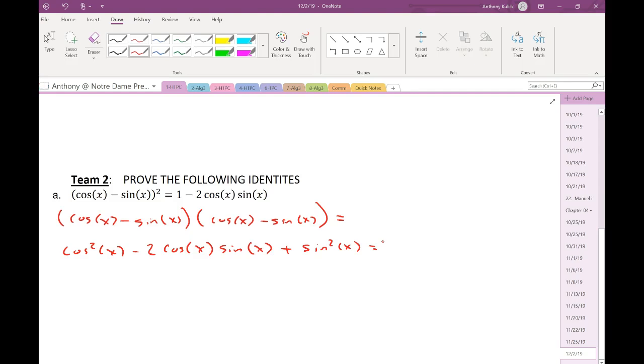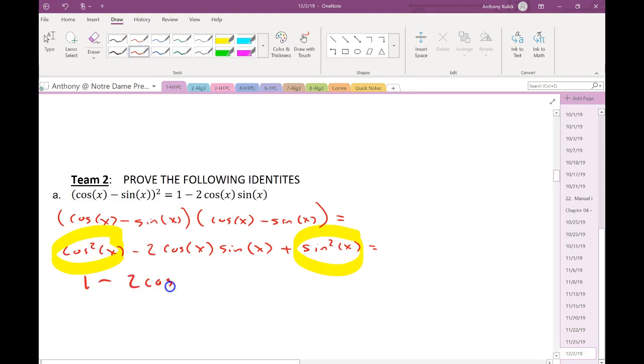Yeah. Okay. Well, I see something right away that sticks out at me. Yeah, Anna's got it. Anna says I have a sine squared plus a cosine squared, which is 1. And then I'm done. Wasn't so bad.